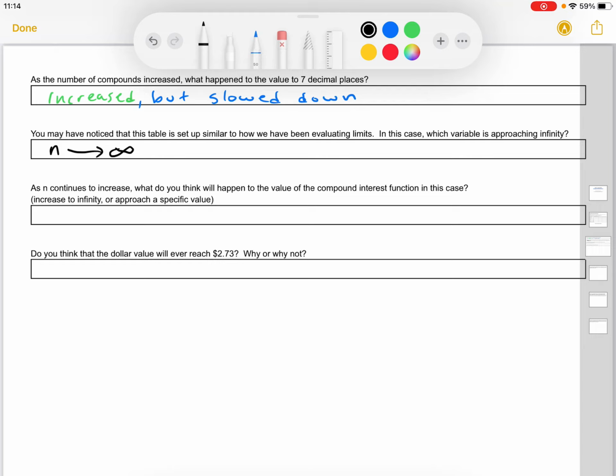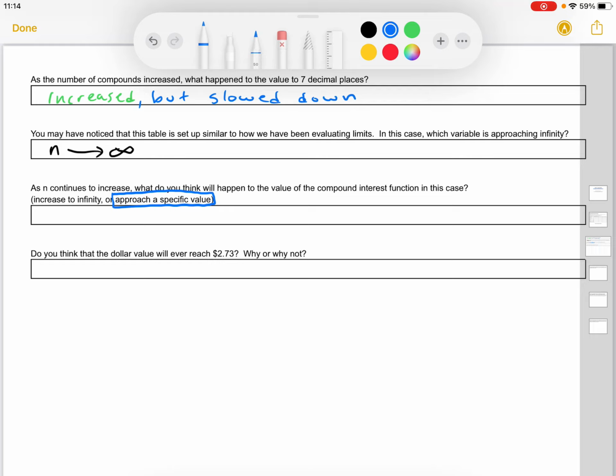As n continues to increase, what do you think will happen to the value of the compound interest function in this case? So you have kind of 2 options here. You are either going to continue to increase all the way to infinity, or you're going to approach a specific value. And in this case, what actually ends up happening is we approach a specific value. And I'll get to what that specific value is after talking about the next question, or kind of to answer the next question.